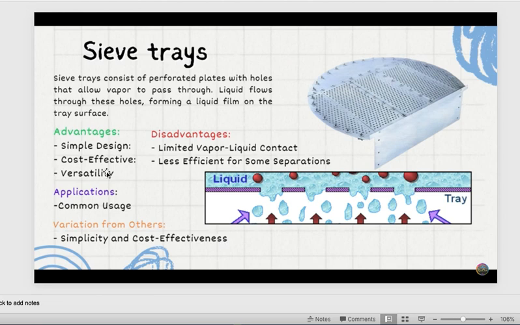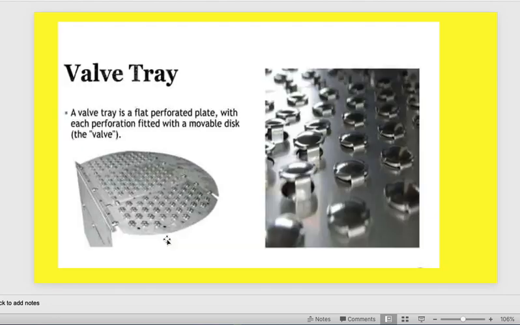And the disadvantage here is limited vapor liquid contact. Why? Because the liquid vapor contact is not organized, it's only holes. Less efficient for some kinds of separation. So you consider the simplicity and the cost effectiveness for the sieve tray tower. Okay, valve tray, this is item number 2.